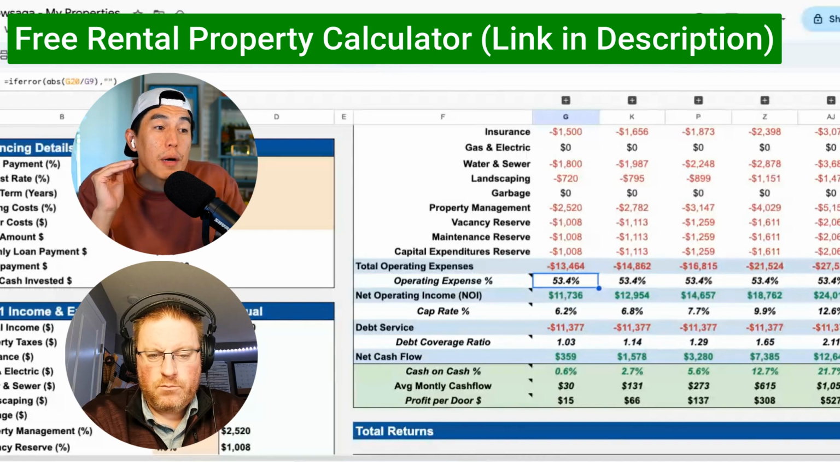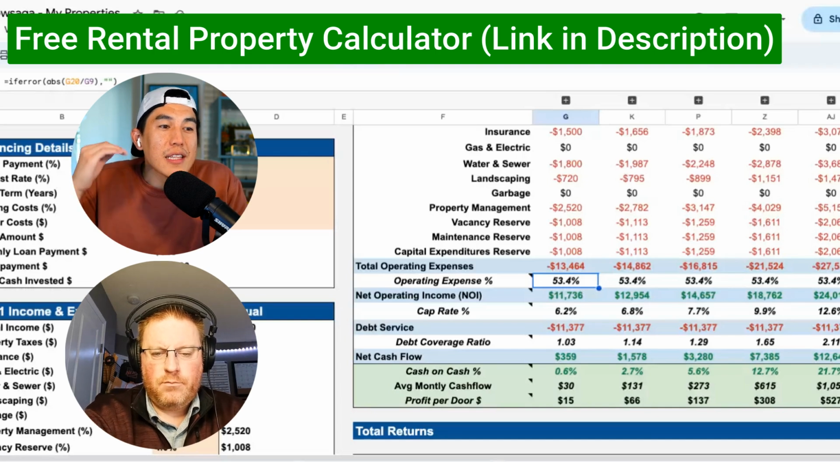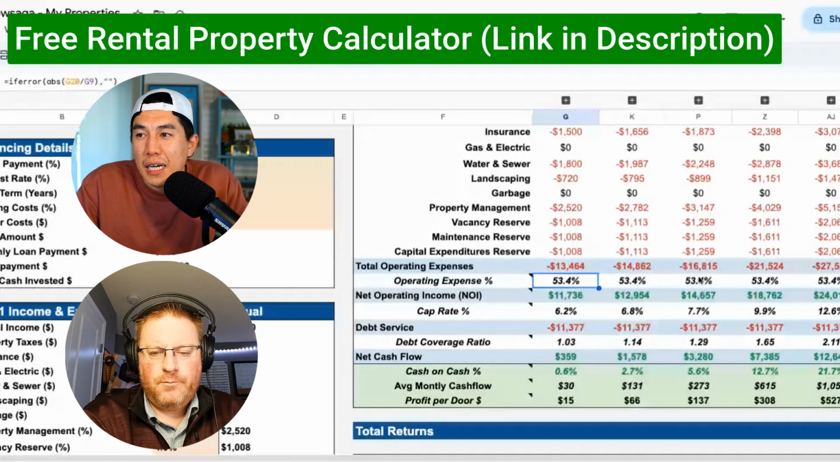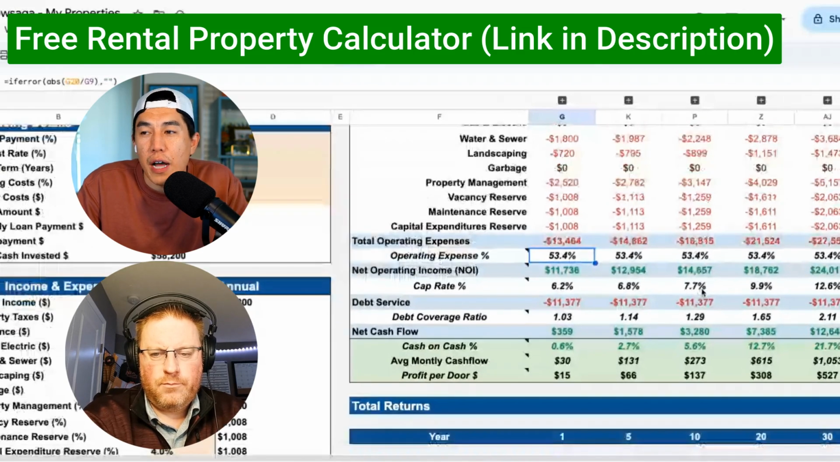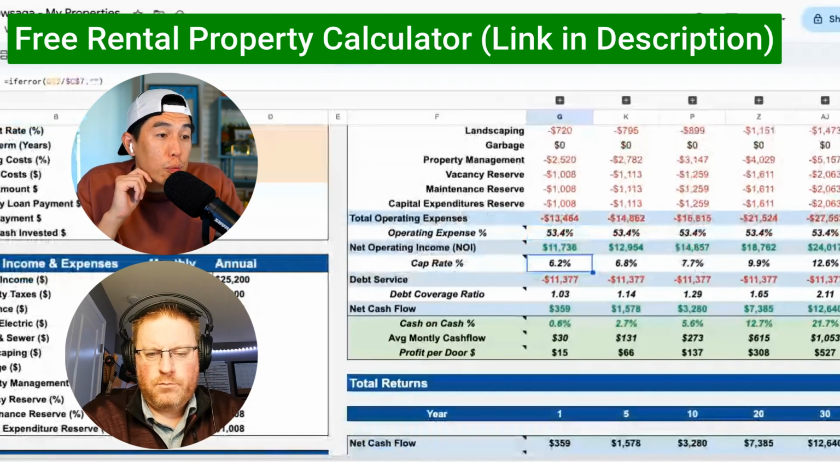If it starts to creep up, Mike, above 55, 60%, you probably have a property that's not worth analyzing further, because the operating expenses are too large a portion of the income, right? So for all intents and purposes, I don't like to see this go too high, but for now, that's fine. We have the cap rate here at 6.2%.